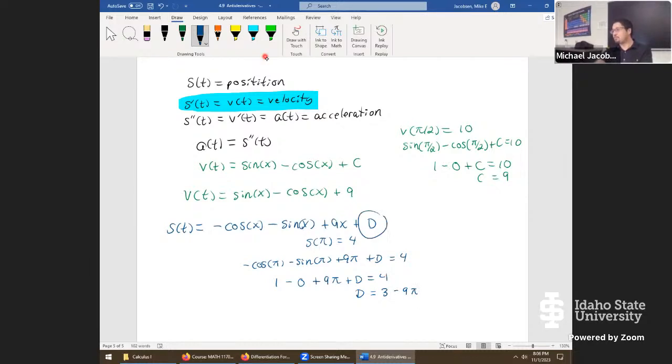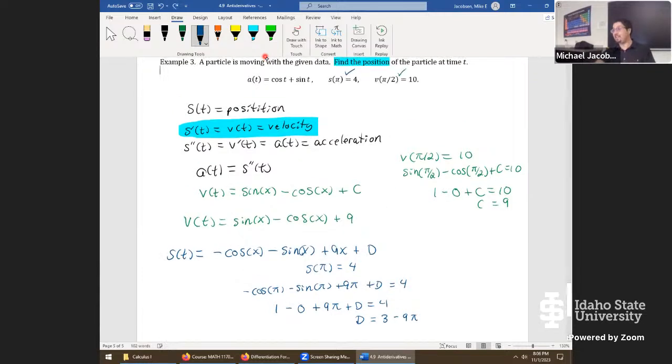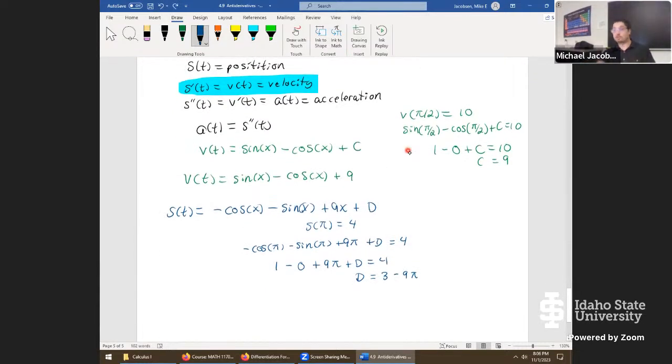Again, if you decide to just rewrite that value in for d, erase it and put it in, I'm completely happy with that and I understand the struggle. But that'll always look bad on the notes, so I'll write it this way. S of t equals negative cosine of x minus sine of x plus 9x plus 3 minus 9 pi. It's finally our end answer on this one here.